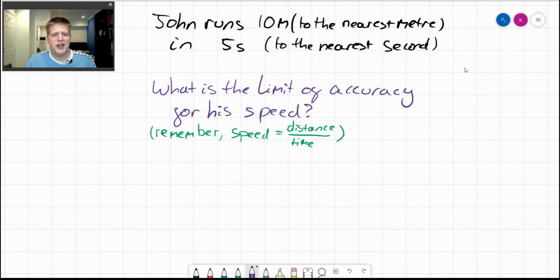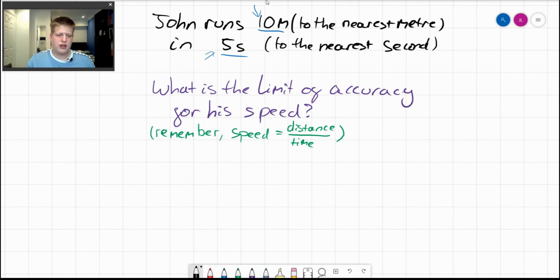Finally, we need to look at dividing limits of accuracy. So have a look at this question. John runs 10 metres rounded to the nearest metre in 5 seconds, which is rounded to the nearest second. What is the limit of accuracy for his speed? Now we need to know that speed is equal to distance, this 10 metres, over time, this 5 seconds. So let's start by writing the limits of accuracy for each.